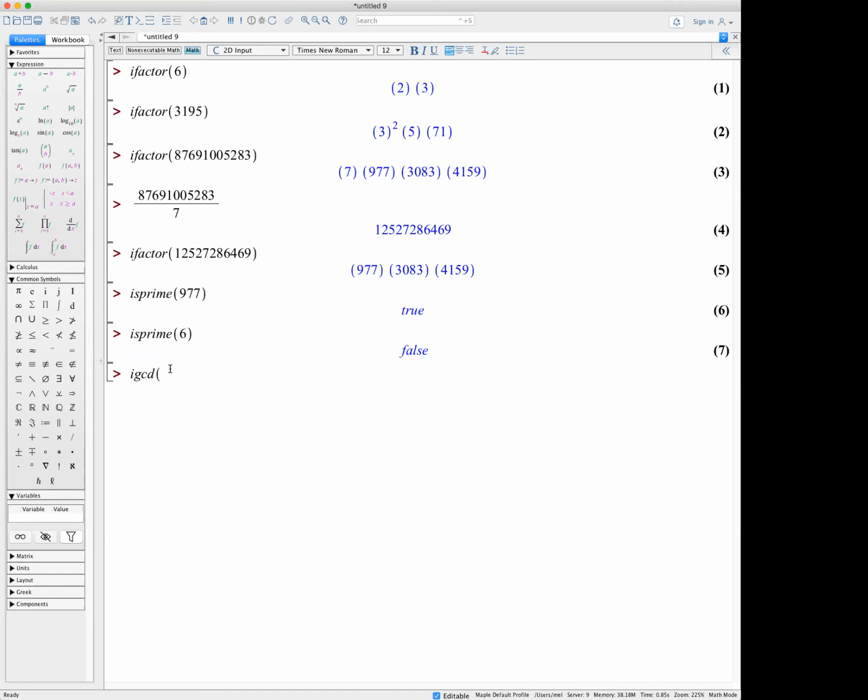That means integer greatest common divisor. For example, if I take 6 and 21, the greatest common divisor is 3. If I want the integer least common multiple of 6 and 21, that's 42. That's pretty good.